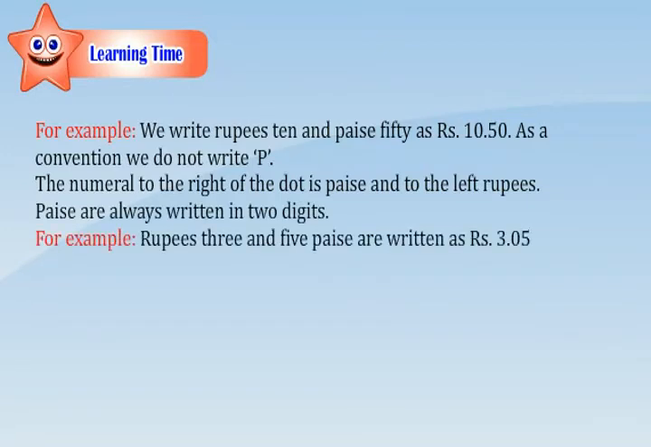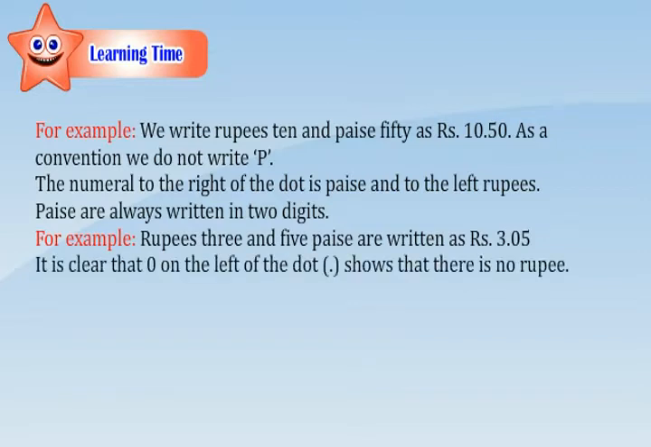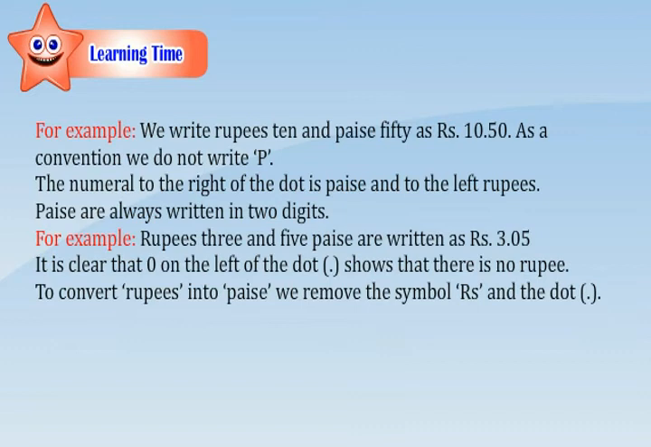For example, ₹3 and 5 paise are written as ₹3.05. It is clear that 0 on the left of the dot shows that there is no rupee. To convert rupees into paise, we remove the symbol Rs and the dot. Thus, we get the number of paise.